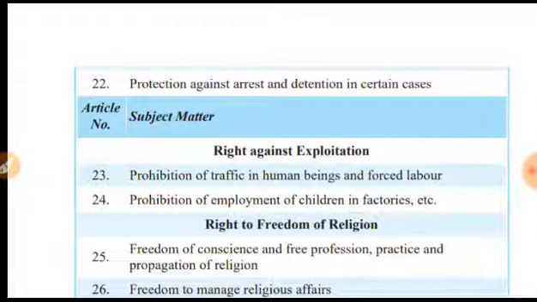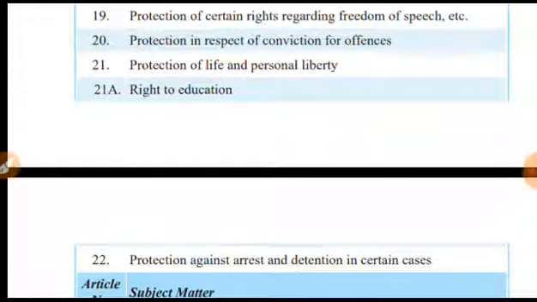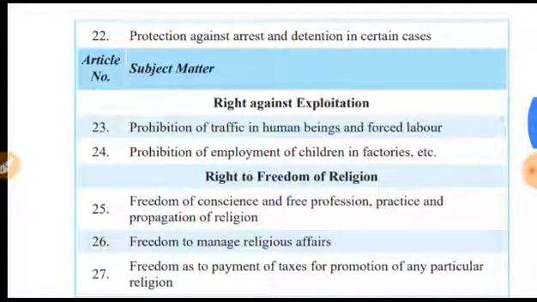Article 22, protection against arrest and detention in certain cases. So Article 21 is protection of life and personal liberty, Article 20 is protection in respect of conviction for offence, and Article 22 is protection against arrest and detention in certain cases.